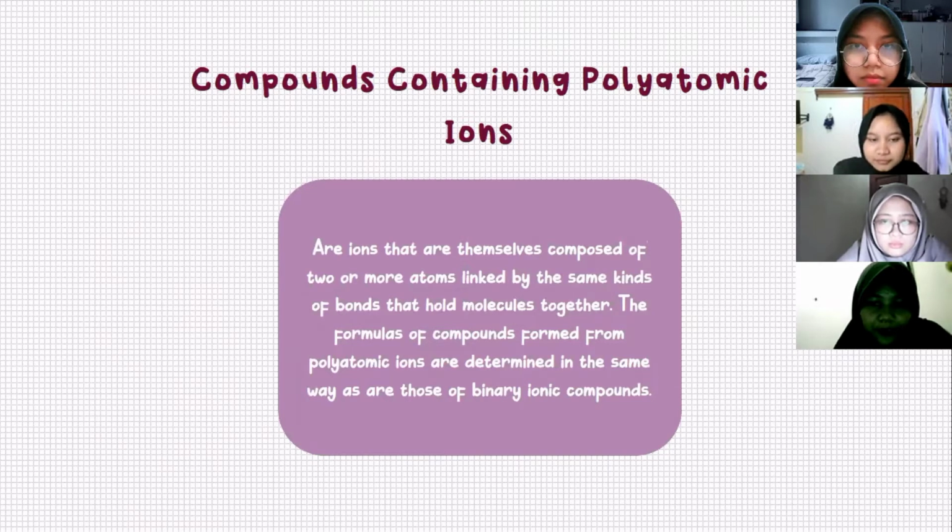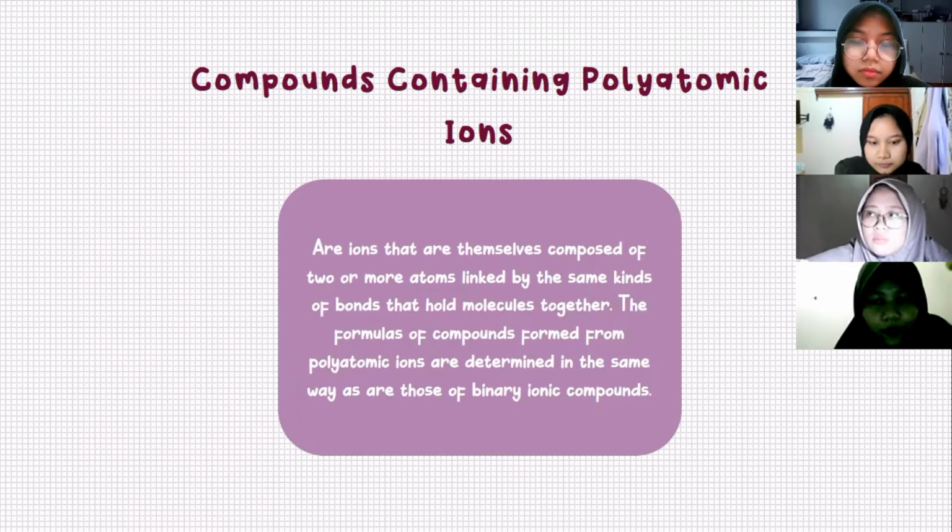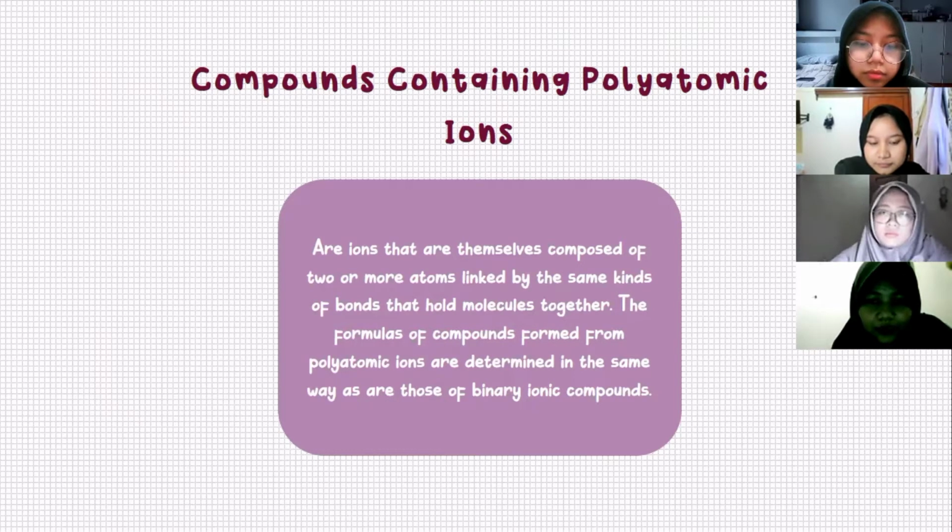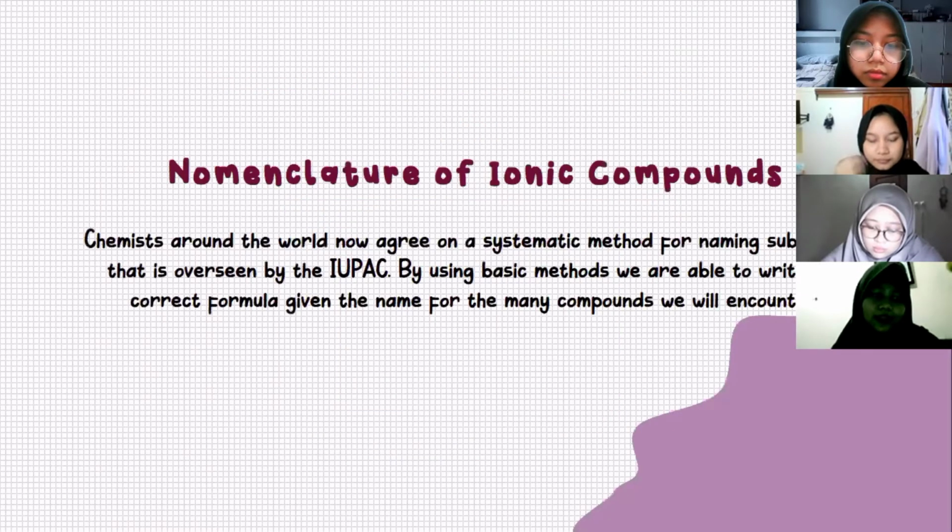Compounds containing polyatomic ions: polyatomic ions are ions that are themselves composed of two or more atoms linked by the same kind of bonds that hold molecules together. The formulas of compounds from polyatomic ions are determined in the same way as are those of binary ionic compounds. And the next material will be explained by Fildzah.